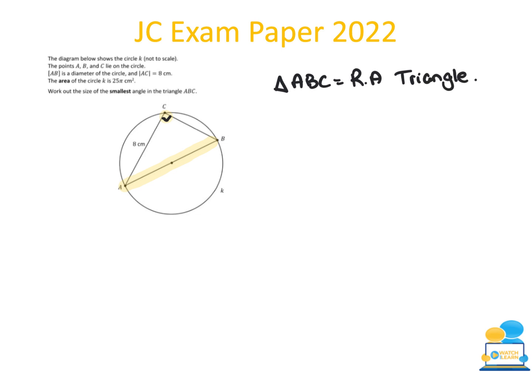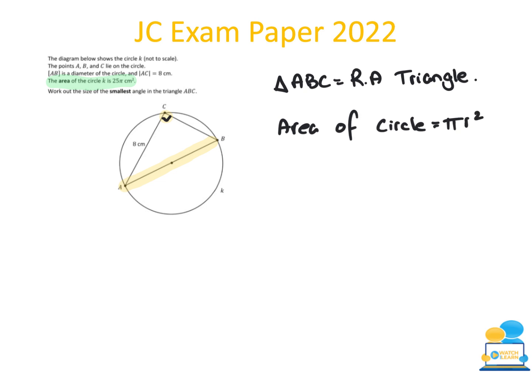Next thing that they tell us is that the area of the circle K is 25 pi centimetres squared. This is important to us because we know that the formula for the area of a circle is equal to pi r squared. And that can be found in our formula booklets.